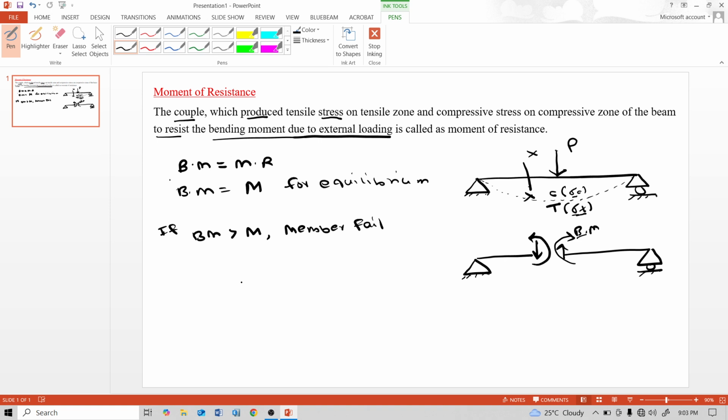So this moment of resistance M is sigma into Z. Sigma is the allowable bending stress and Z is the sectional modulus. This is the XX section, let me illustrate this XX section.